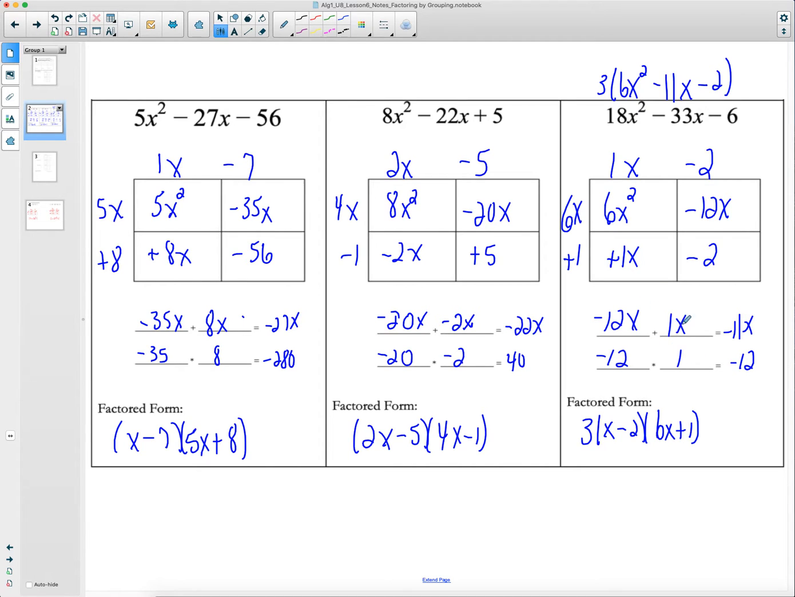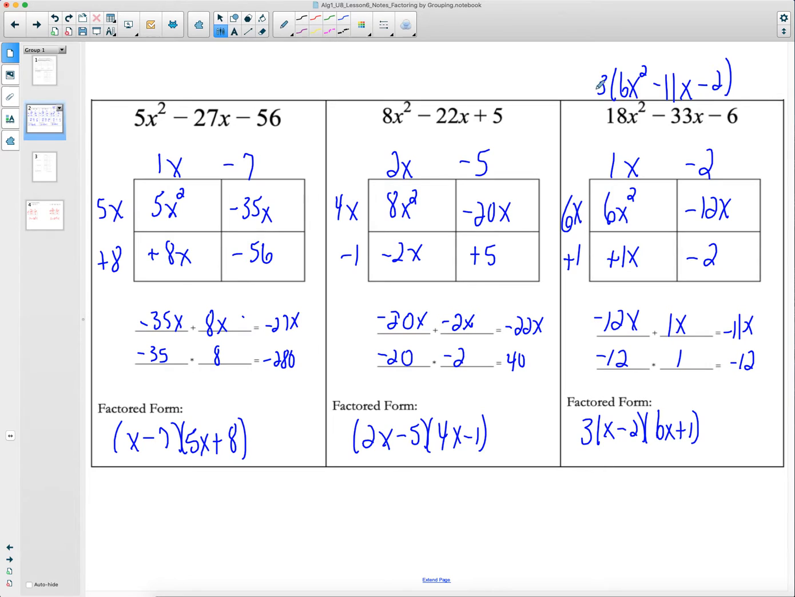Negative 12x plus 1x is negative 11x. And so then if I drop the negative 12x in here, if I drop our 1x in here, we can now start looking for our GCFs. In our first column, it is 1x. In our second column, it is negative 2. In our first row, it is 6x. In our second row, it is positive 1.